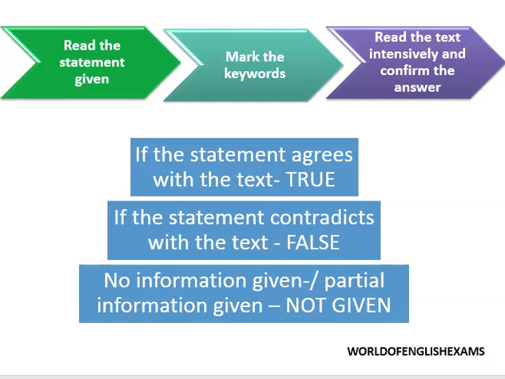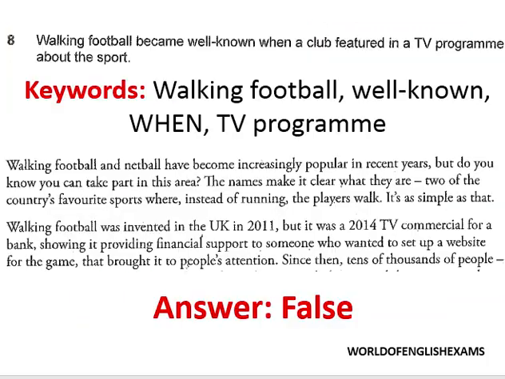So let's continue by looking at the statements one by one, marking the keywords and following this 3-step method to approach the questions. Walking football became well known when a club featured in a TV program about the sport. Okay, so what is it talking about? Walking football became well known. What's the meaning of well known? Popular. So walking football became popular when a club featured in a TV program about the sport.